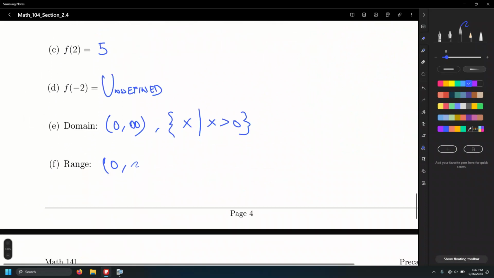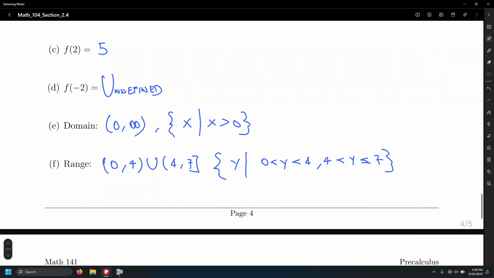So that is 0 to 4, and then union 4 all the way, not to infinity, but to 7, and in this case with bracket. And this one we can express using set notation, that is y such that y varies between 0 and 4, and then 4, oh, y varies between 4 and less than or equal to 7, like this.